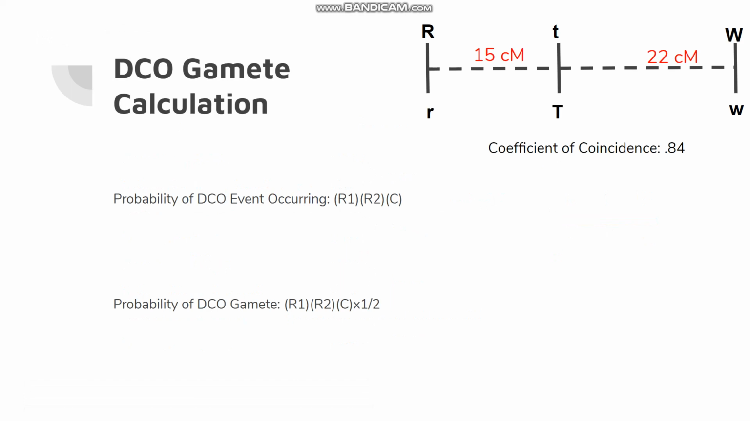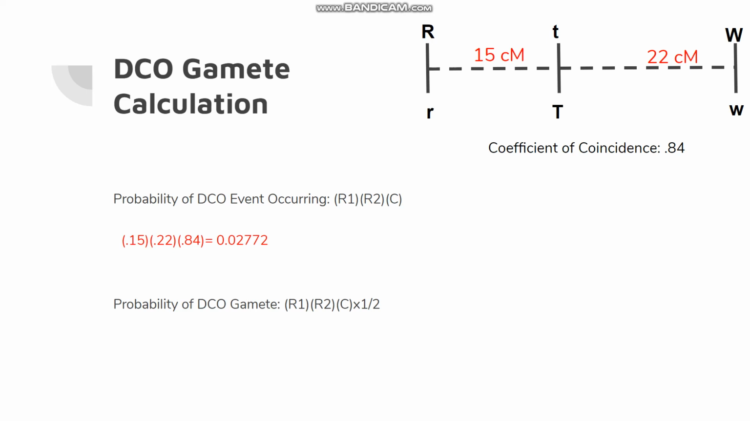The probability of the double crossover event occurring is calculated with this equation. R1 is the distance between the R and T allele, while R2 is the distance between the T and W allele, and C is the coefficient of coincidence. When we take those values and plug them in, we get 0.02772 as the probability of a double crossover event occurring.